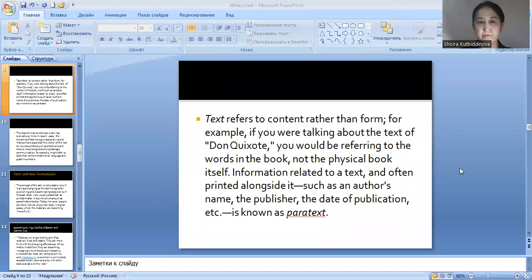Text refers to content rather than form. For example, if you were talking about the text of Don Quixote, you would be referring to the words in the book, but not the physical book itself. Information related to a text and often printed alongside it, such as an author's name, publisher, the date of publication, etc., is known as a paratext.